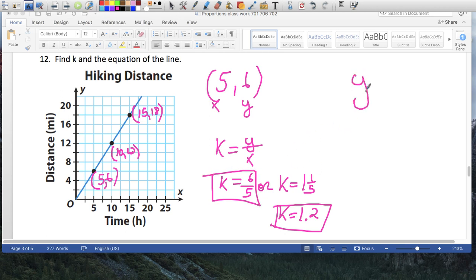So now the equation of my line is going to be y equals kx, or y equals 1.2x. That's fine. Or y equals 6 over 5 x. We can use this one or this one, and it would have been just fine.